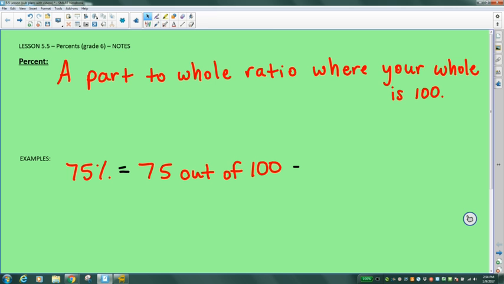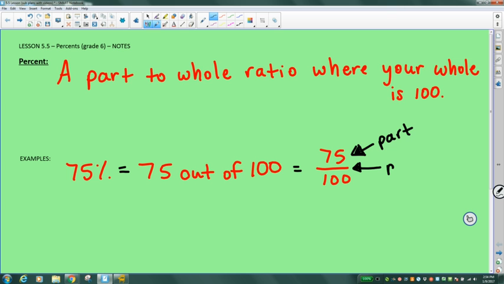And that is going to equal the fraction, which is 75 over 100. All right? So we have our percentage, we have our ratio, and we have our fraction. The numerator is our part. The fraction bar is the per. And our 100, or denominator, is 100. And it's always 100 for a percent, but it happens to be our whole as well.